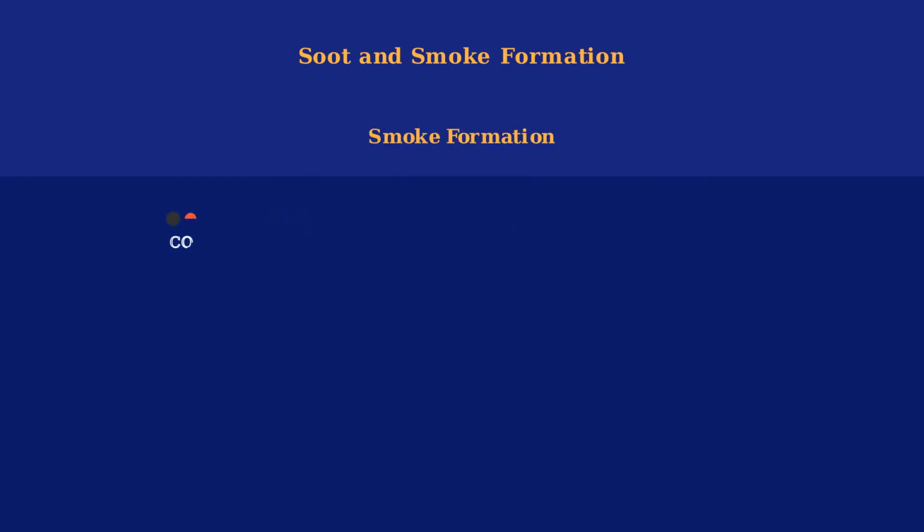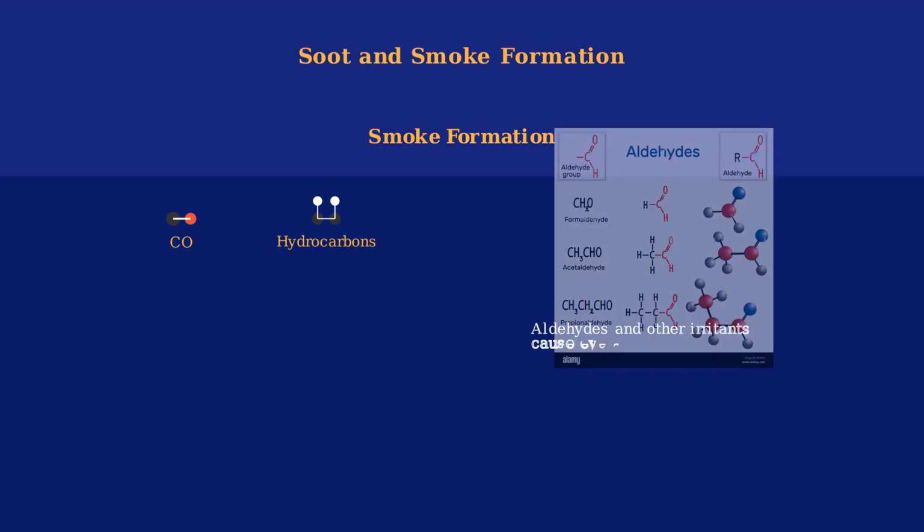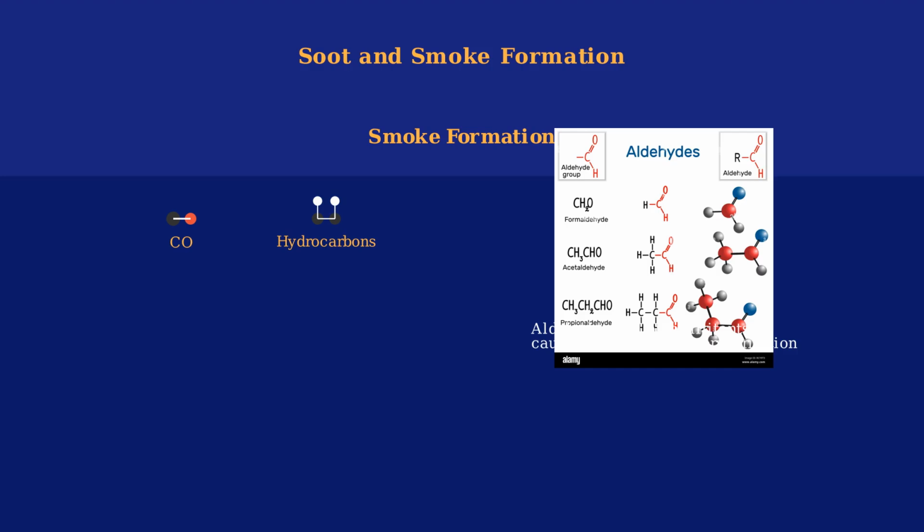Smoke contains various harmful gases produced during incomplete combustion. Carbon monoxide forms when there isn't enough oxygen to fully oxidize carbon to carbon dioxide. Unburned hydrocarbons escape as volatile organic compounds. Smoke also contains irritating compounds like aldehydes, including formaldehyde and acetaldehyde. These chemicals cause the stinging sensation in your eyes and throat when exposed to wood smoke and can be harmful to respiratory health.